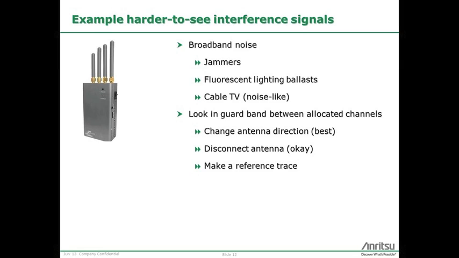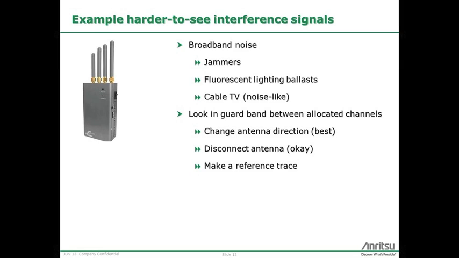A good way to see these is to look in the guard band between allocated channels where there's not supposed to be anything, and then change the antenna direction. If you've got a directional antenna, say, okay, in one direction I see a lot of signal where it shouldn't be, and in another direction there's nothing. So I know there's really energy that's not supposed to be there.